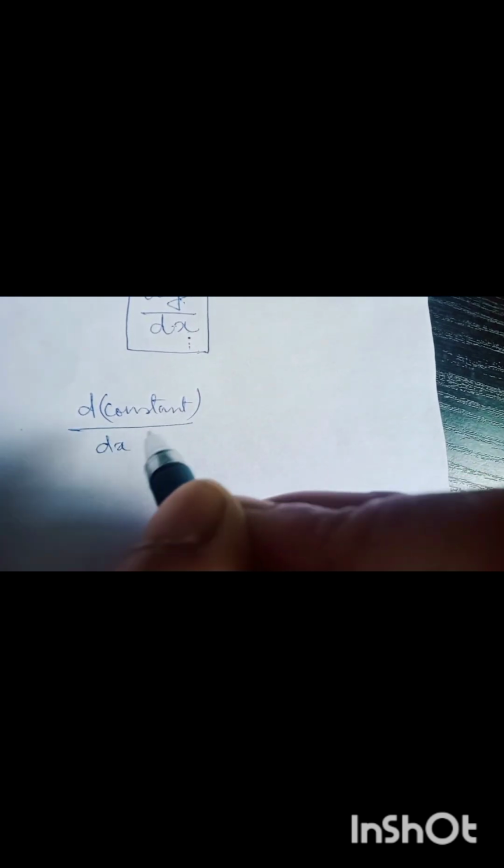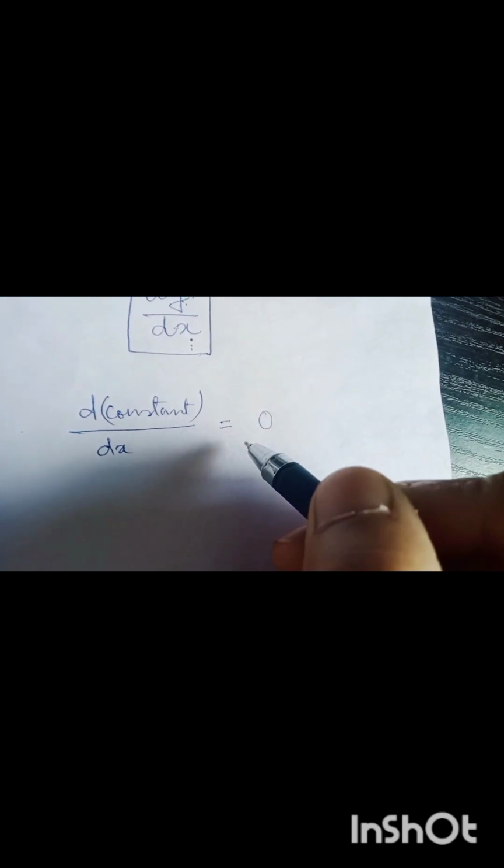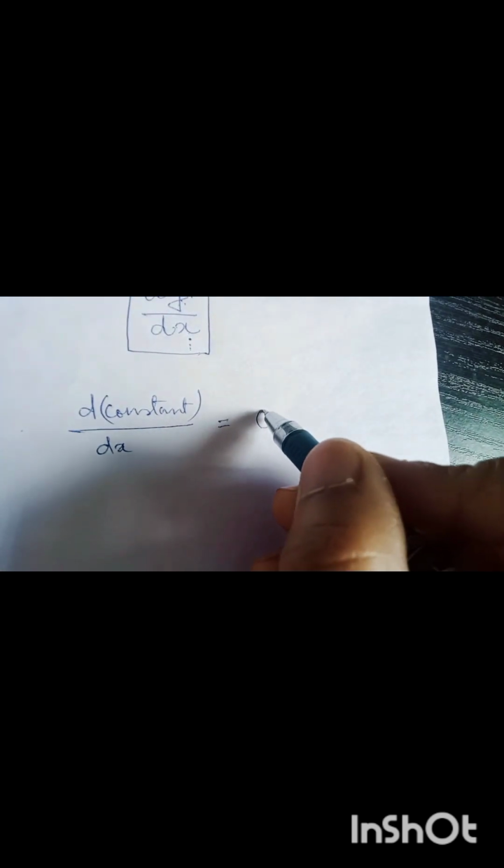Thus, differentiation of any constant with respect to x is always zero, because the value of a constant does not change with respect to any physical quantity.